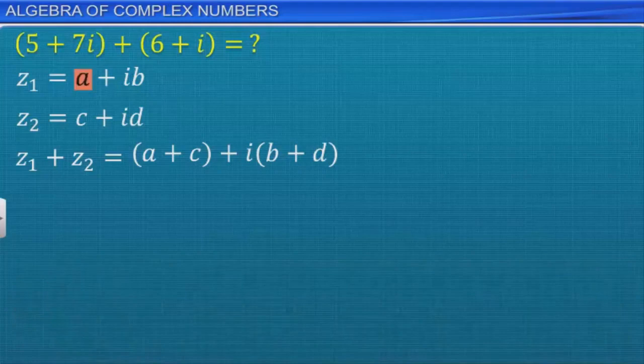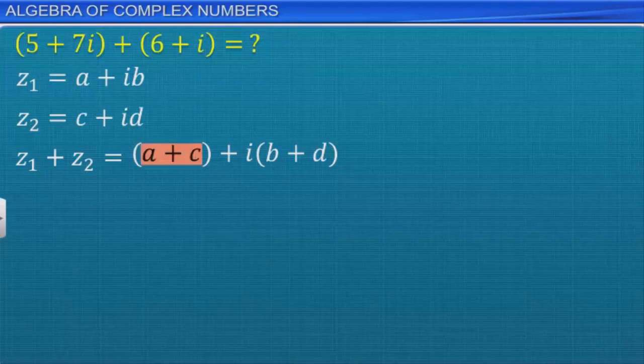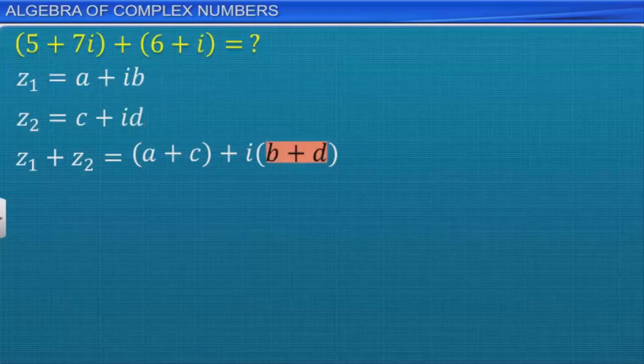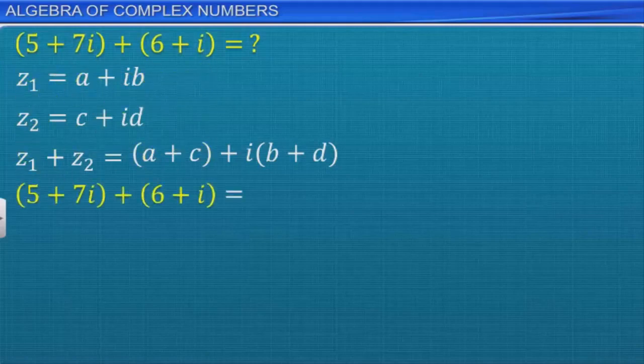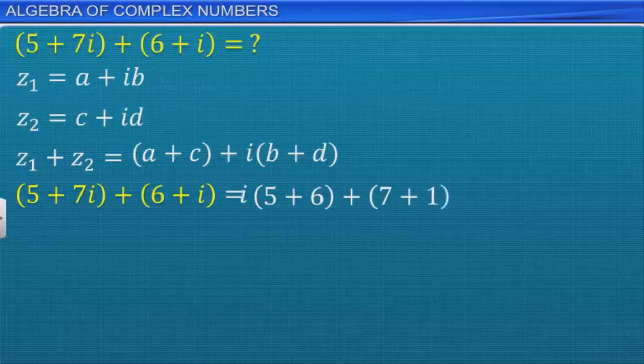The sum of the real parts of the two given complex numbers gives the real part of the resultant complex number. Similarly, the sum of their imaginary parts gives the imaginary part of the resultant complex number. The resultant number is also a complex number. Let's find the sum of the given complex numbers. The sum of the real parts of the complex numbers is 11, and the sum of the imaginary parts of the complex numbers is 8. The resultant complex number is 11 plus 8i.